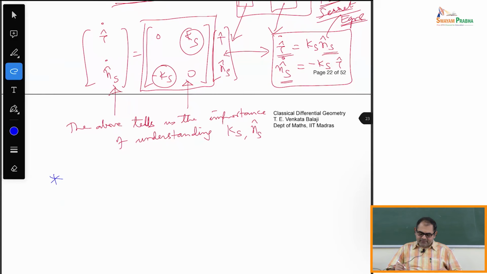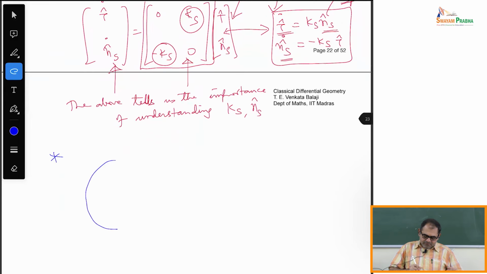Okay, so let me come to this other important thing, why you have to understand the signed curvature. Let's do a very simple calculation. Let's take a circle of radius r, and let's assume that you are traversing in the anti-clockwise direction. What is the curvature? The curvature k is 1 by r, that is constant.